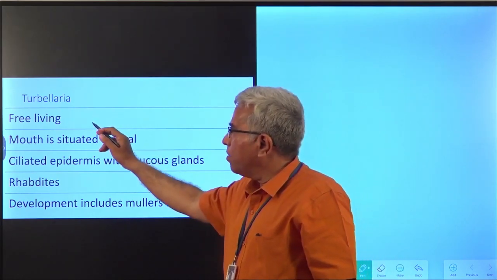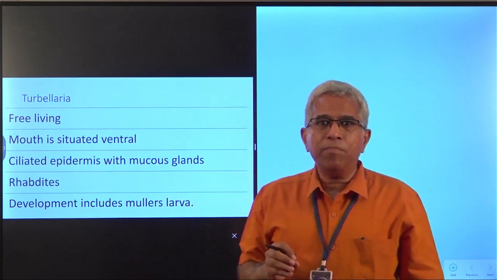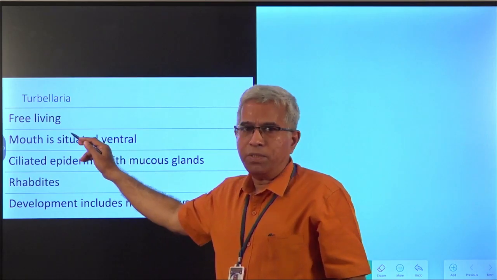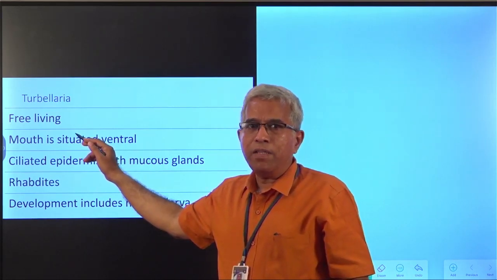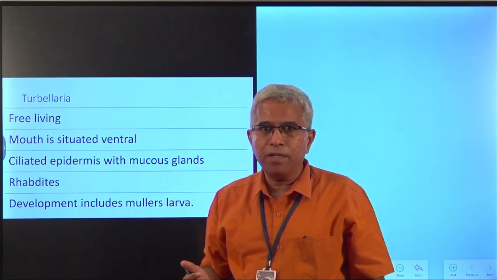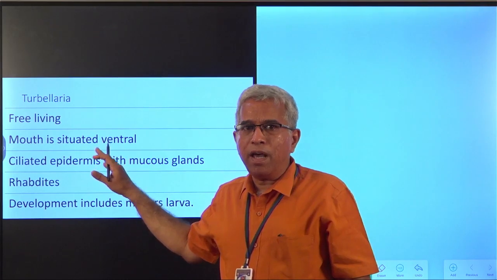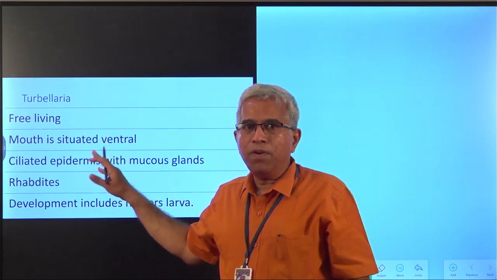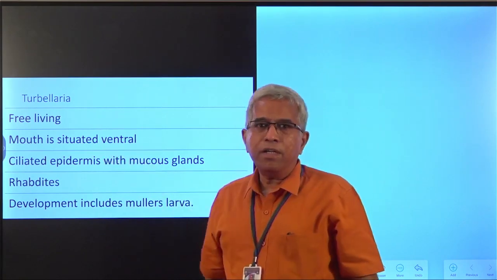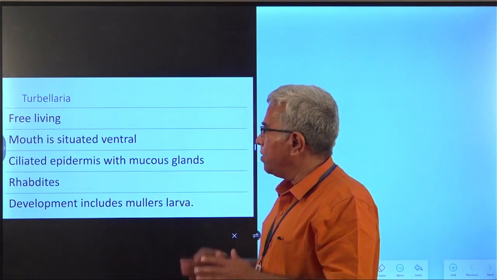Coming to the characters of Turbellaria, this is the only class of Platyhelminthes which includes free living organisms. Normally, Platyhelminthes include only parasites. They may be ectoparasites or endoparasites, but this Turbellaria is the only class that includes free living Platyhelminthes. And the mouth is situated at the ventral side. That means a ventral mouth is seen.